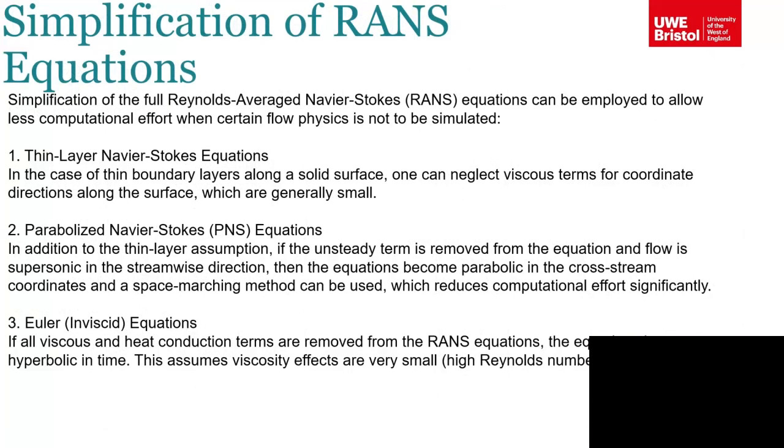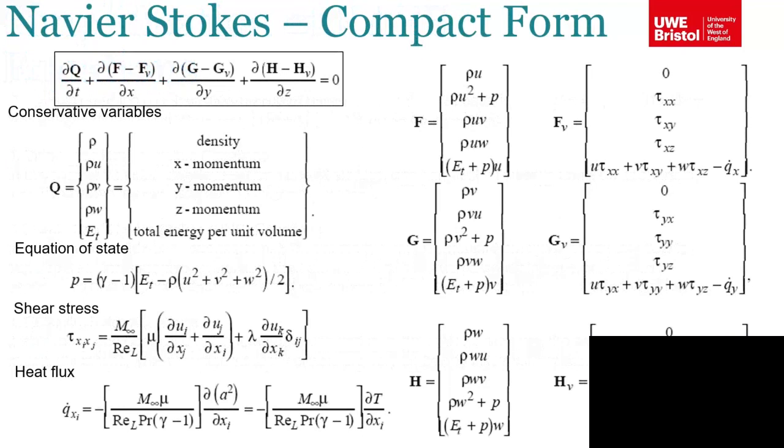Then RANS is the Reynolds-averaged Navier-Stokes equation. How we simplify the Reynolds-averaged Navier-Stokes equations is this. In the Navier-Stokes equations, you have the conservative variables, which are here, and the equation of state, stress, and heat flux. These are the elements of the equation. When you're solving it, you need to have approximations for all of those.